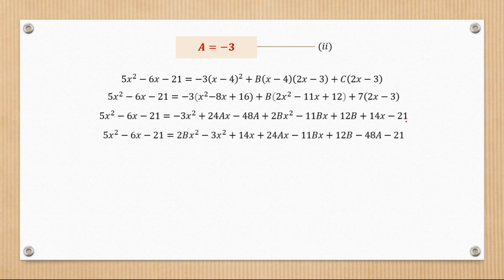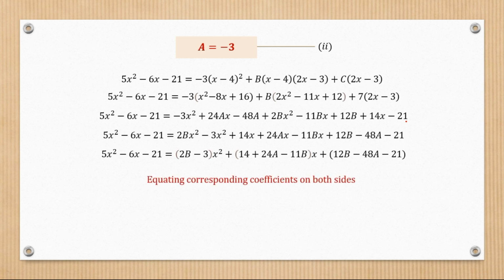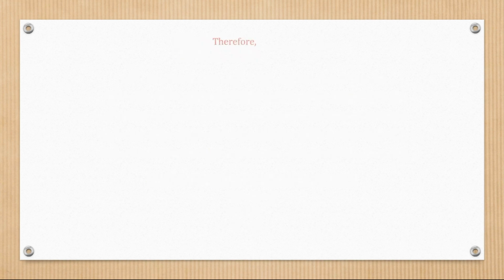Now I'm going to group terms that have the same powers. When I do that, this is what I end up having. Now I can equate corresponding coefficients on both sides, and I can see that 2b minus 3 shall be equal to 5. So b shall be equal to 4. b was the only remaining value that I was looking for, so now we know what b is.